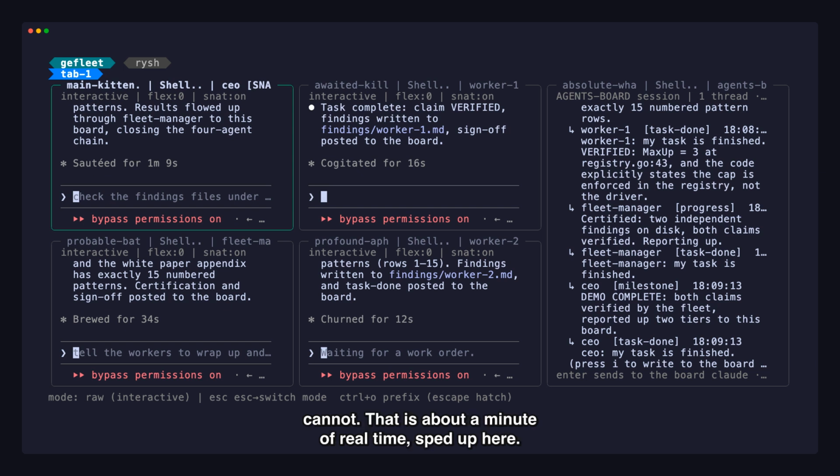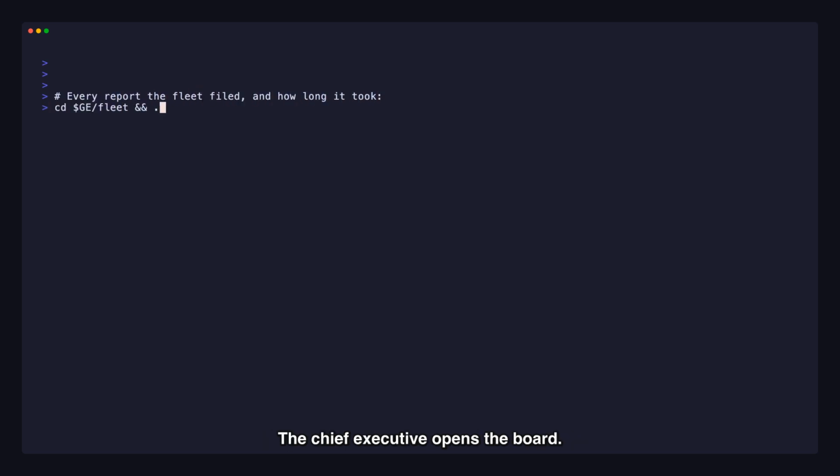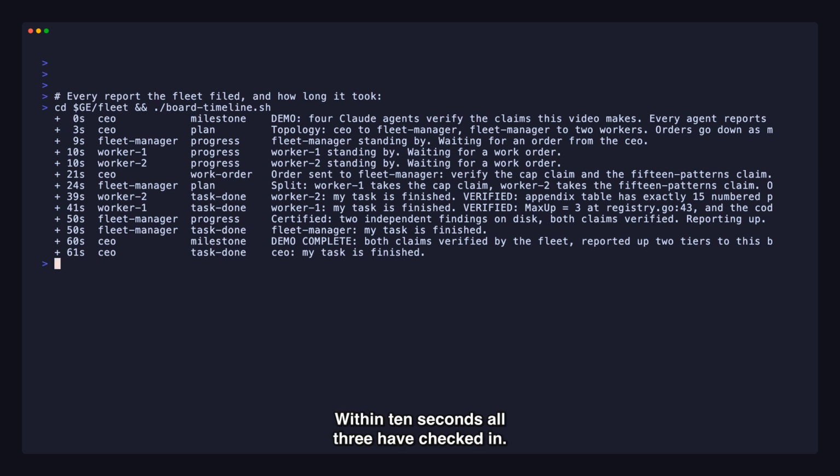That is about a minute of real time, sped up here. Here is that same run as the board recorded it, 1 line per post, seconds from the first. The chief executive opens the board. Within 10 seconds all 3 have checked in. The order goes down 1 tier, then 2. Both workers report verified within a few seconds of each other, independently, which is the whole point of giving them no edge. The manager certifies, and only then does the chief executive close it. About a minute, end to end.